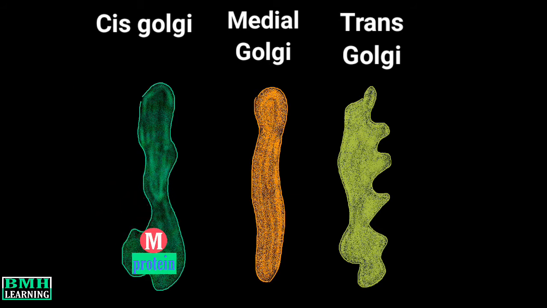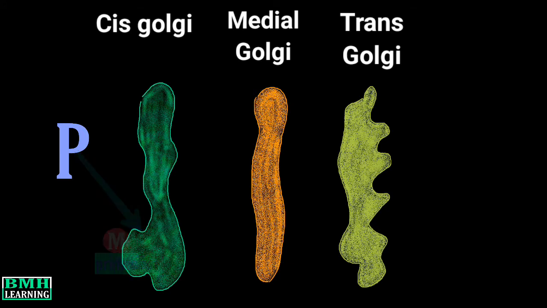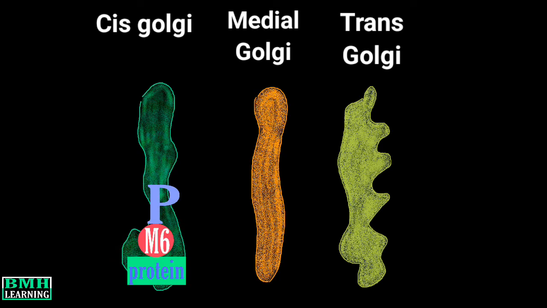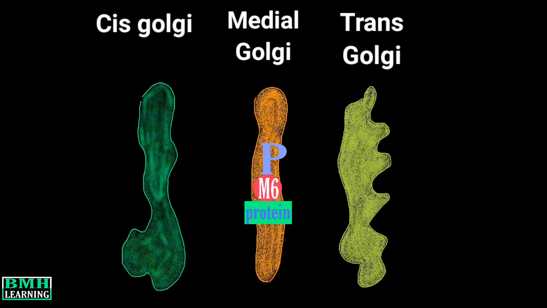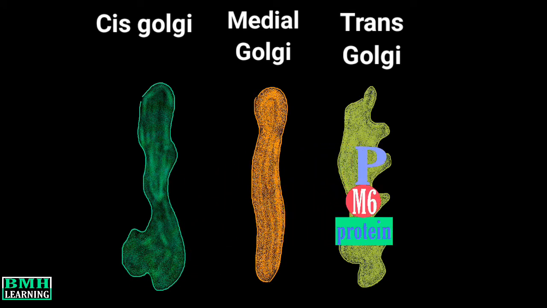Now, in order to differentiate this lysosomal enzyme from other ER proteins which are also present in the Golgi, it undergoes a special treatment in the cis Golgi which adds a phosphate group at the 6th position of the mannose residue that makes it the protein with mannose 6-phosphate. And from here, the protein shifts to the medial Golgi and then to the TransGolgi.